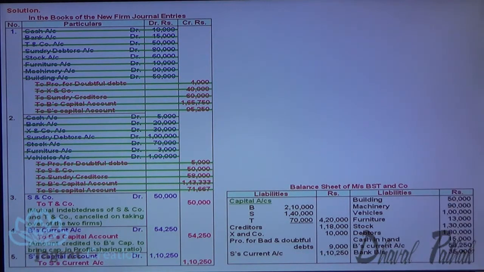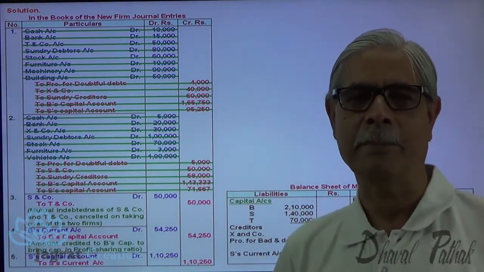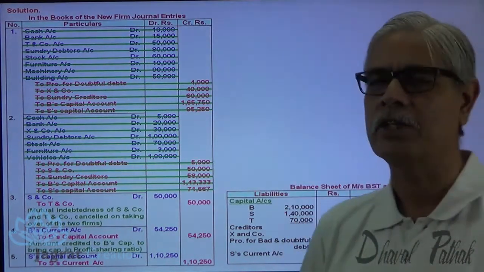Now you can total this balance sheet. So the totals of both the sides agree at 6,67,250. This is how the balance sheet is prepared. So the debit balance of current account appears on the asset side. The credit balance of current account appears on the liability side. This is how the balance sheet is prepared.